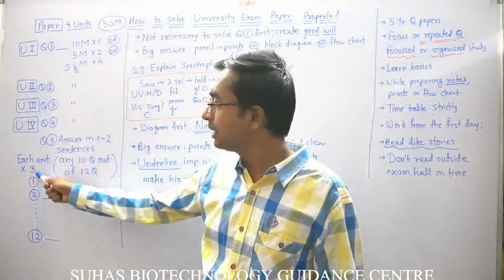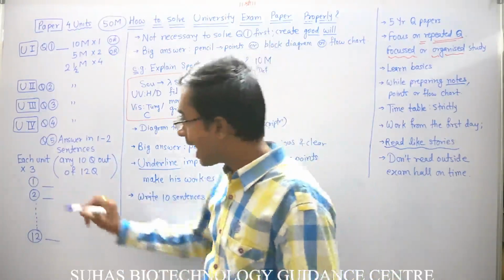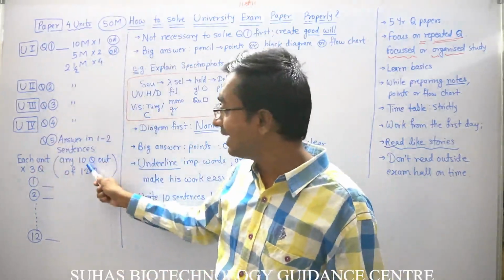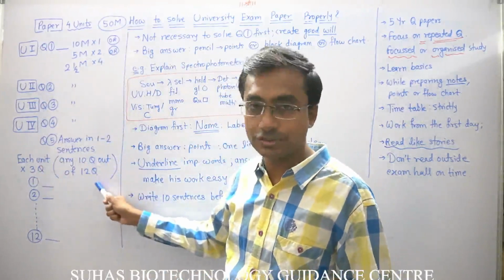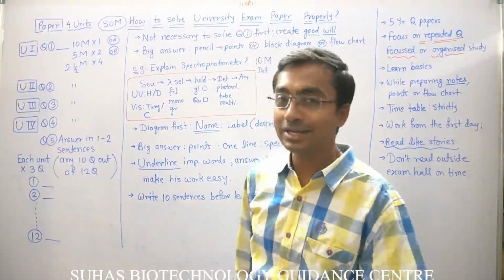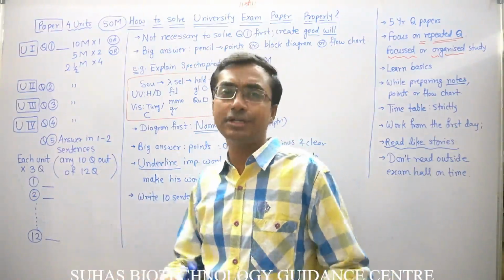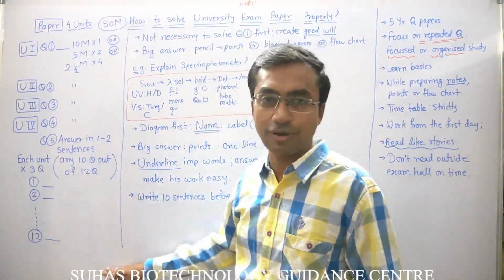This means from each unit you will have 3 questions, and out of these 12 questions you have to solve any 10, carrying 1 mark each. Because I have to answer just in 1 sentence, in this way I will also have 10 marks on question number 5.